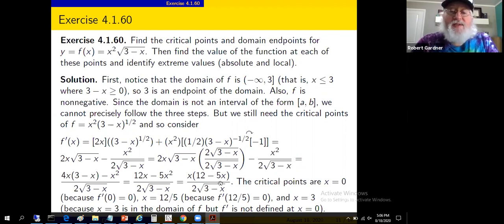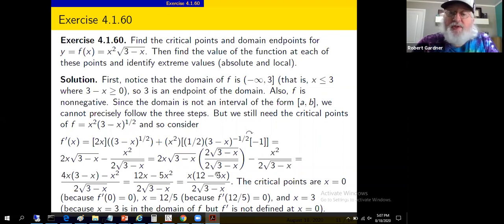So where is this 0 and where is this undefined? It's 0 when the numerator is 0, which occurs when x equals 0, and 12 minus 5x equals 0. That'd be what? X equals 12 over 5. Yeah, x equals 12 over 5. That's what, 2.4. It's in the domain, just checking. It is in the domain.